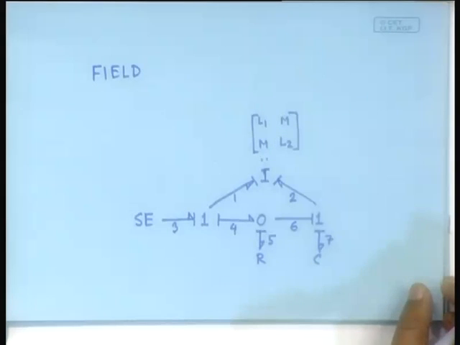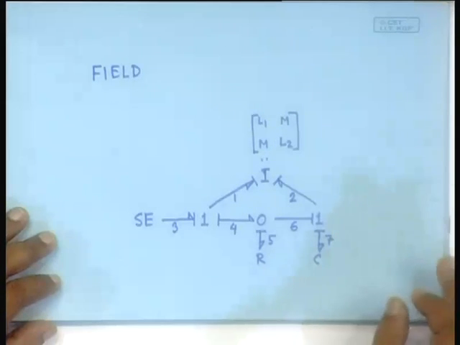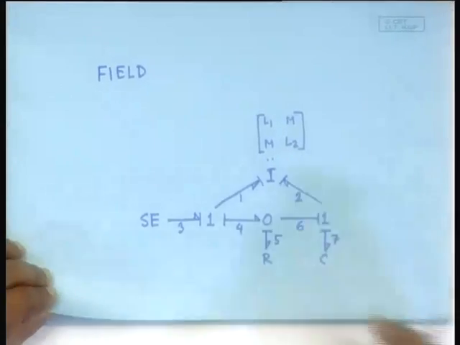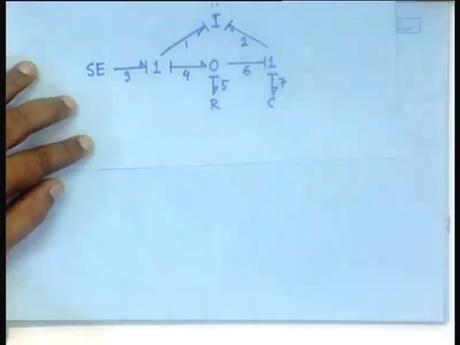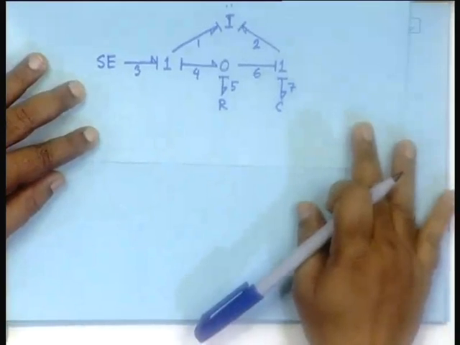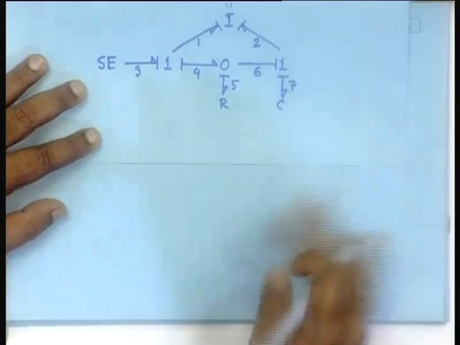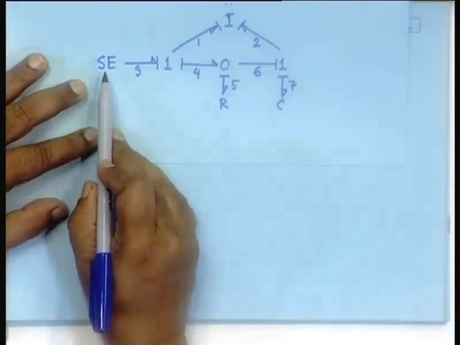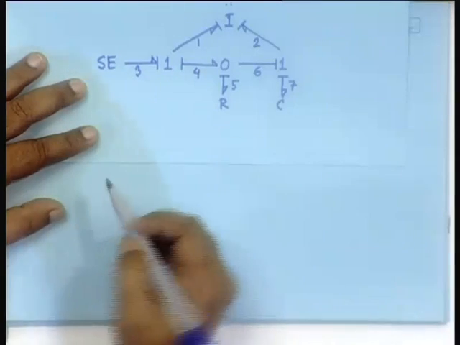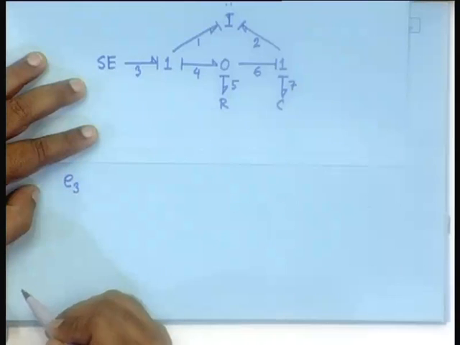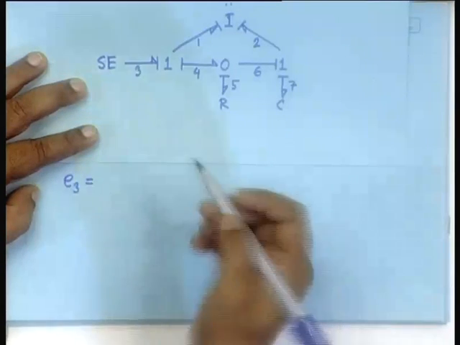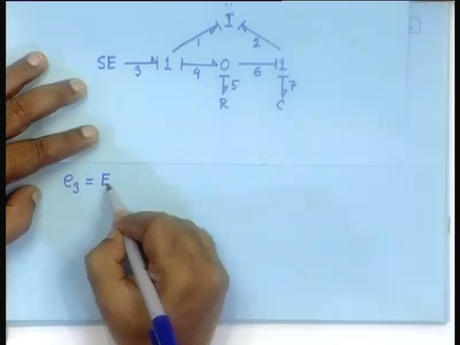Fine. Now, let us start asking the question with relationship to all these elements. Shall we display it like this? Can you see? Fine. So, let us display it like this and then write it here. First, we ask the question with respect to the SE. What does it give to the system? It gives E3, which is the externally applied voltage E.